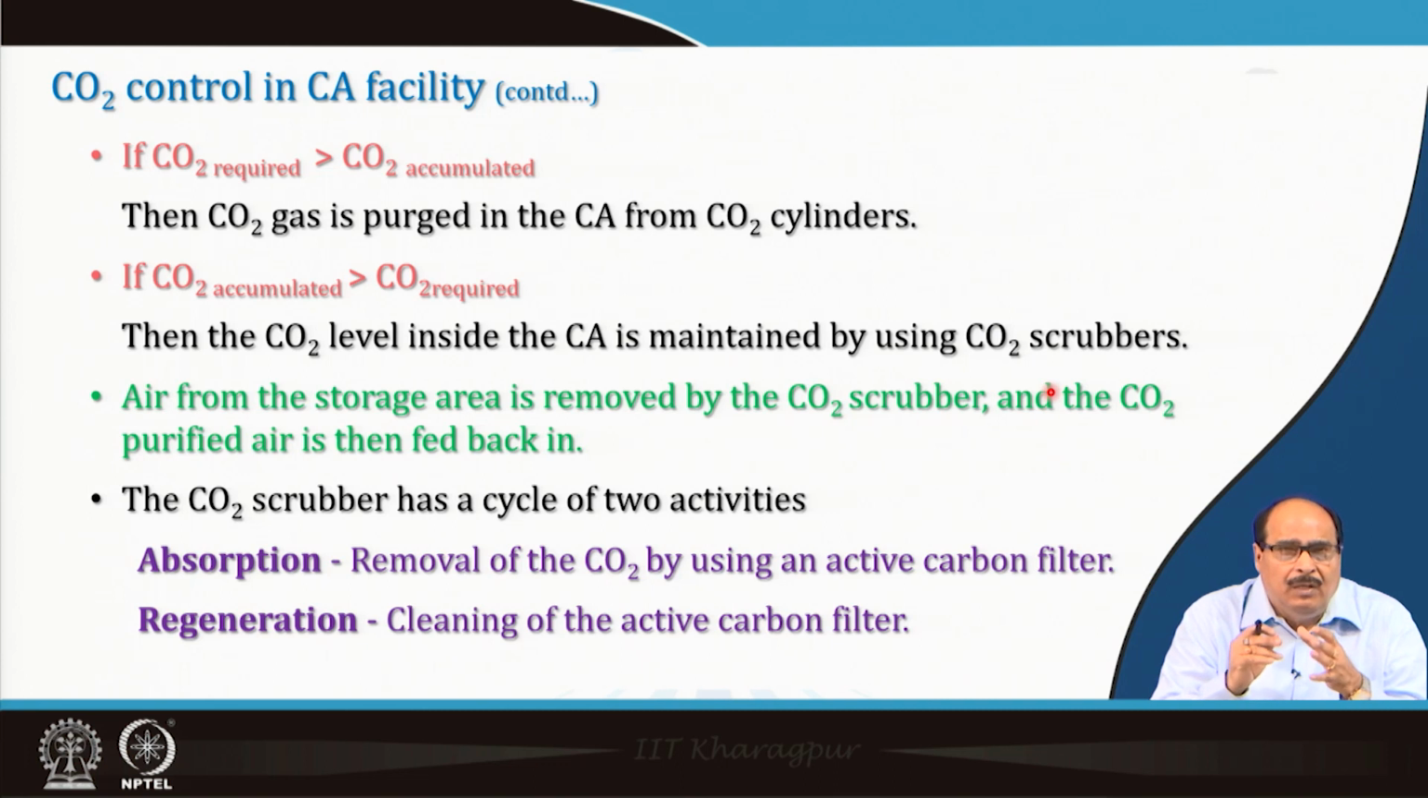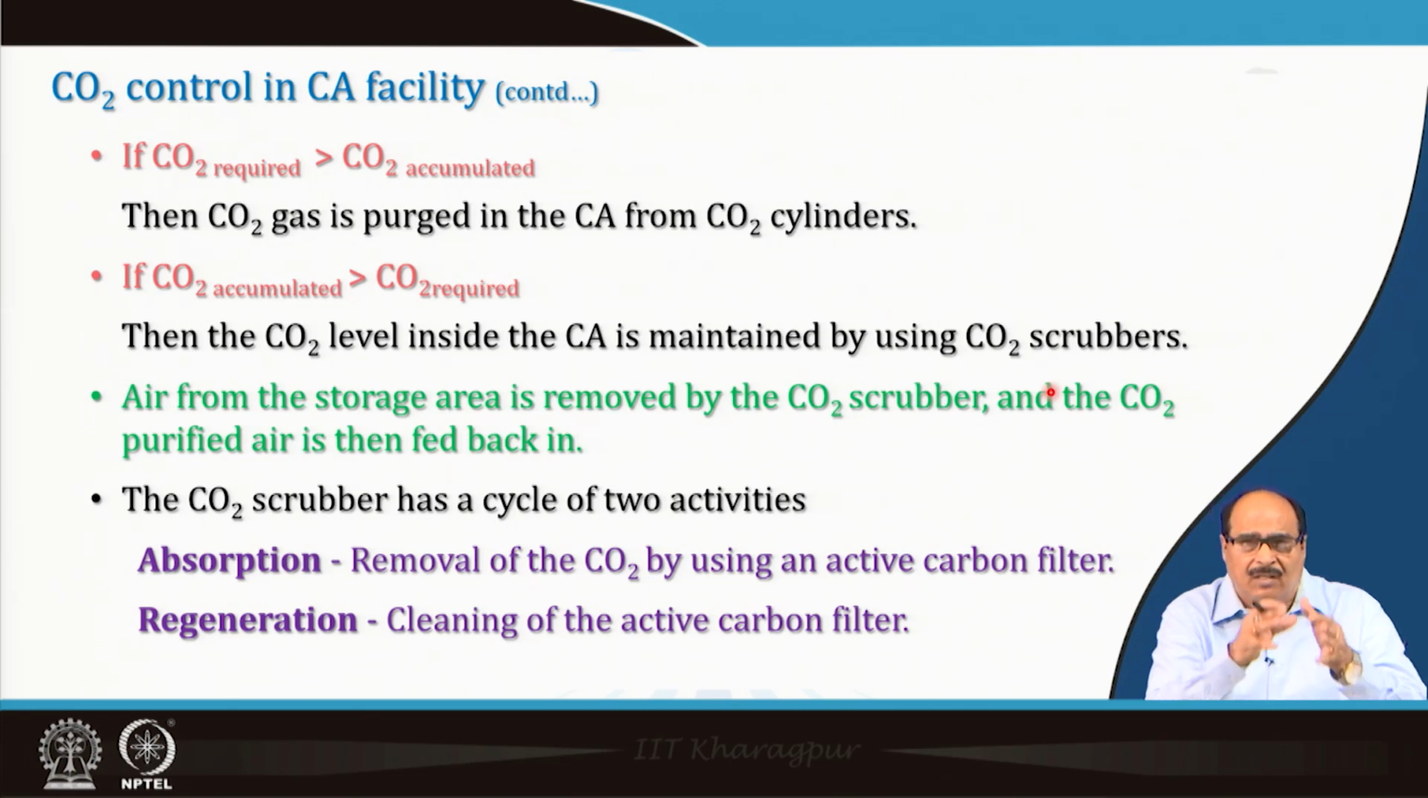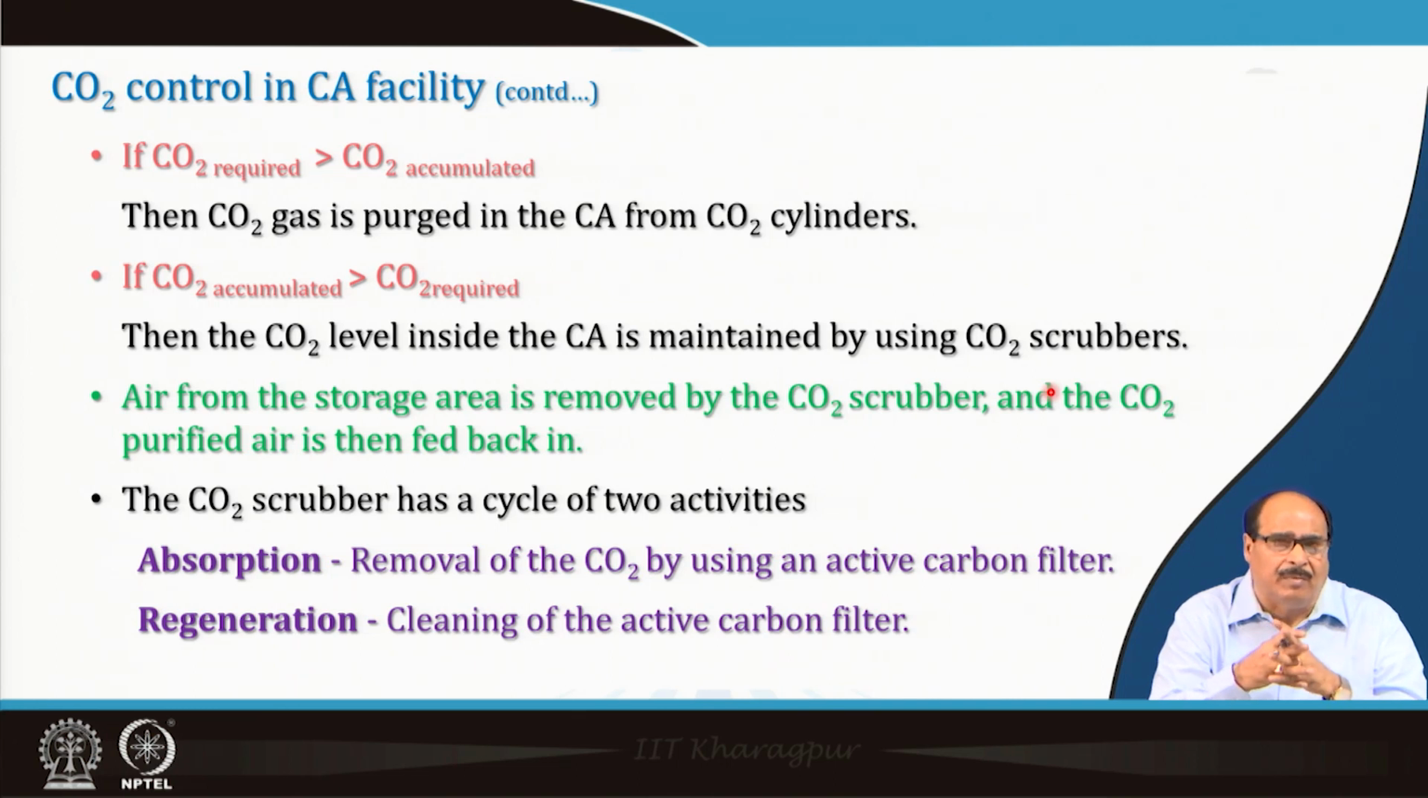So, if CO2 required is greater than CO2 accumulated, then carbon dioxide gas is purged into the CA facility from CO2 cylinders. And vice versa, if CO2 accumulated is greater than CO2 required, then the CO2 level inside the controlled atmosphere facility is maintained by using CO2 scrubbers, because in that case you have to remove some carbon dioxide. So, one can use scrubbers, etc.